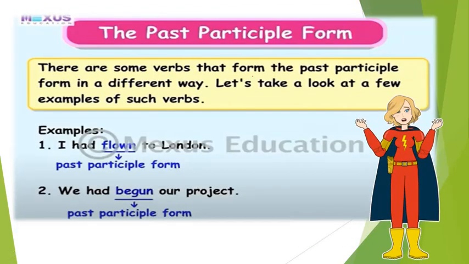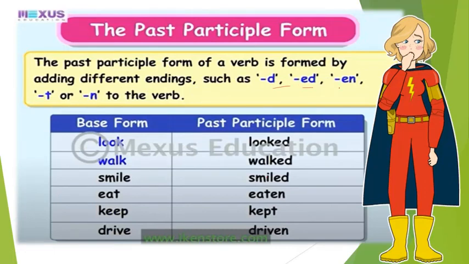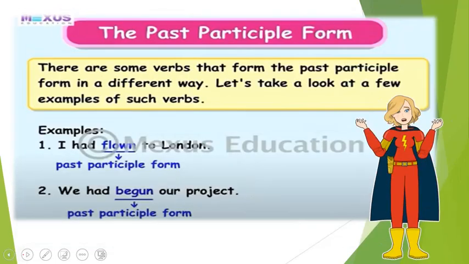There are some verbs that form the past participle form in a different way. So some, they don't follow these rules also: d, ed, en, t or n. This rule also they don't follow. Always in English you will find such things that don't follow rules. They are called the exceptions, or other names are given for them, because they are not following the rules assigned by the English language. So similarly, they don't follow the rule of adding ed, en, t, n. They make their past participle form differently.